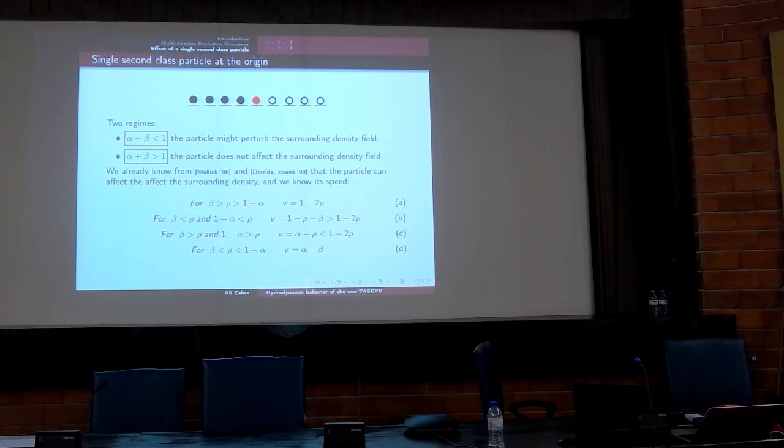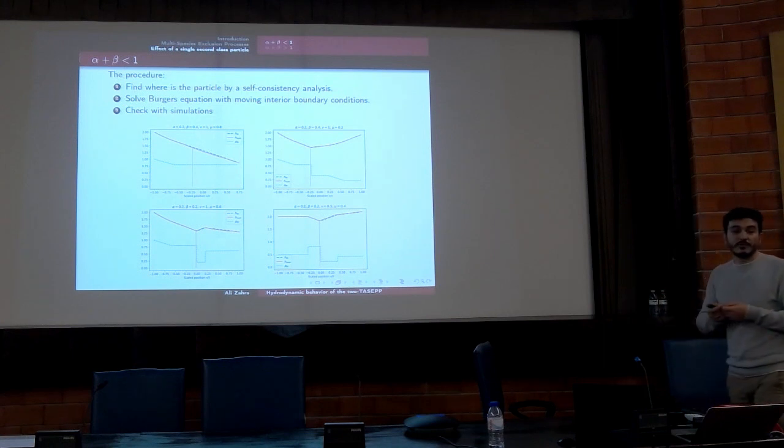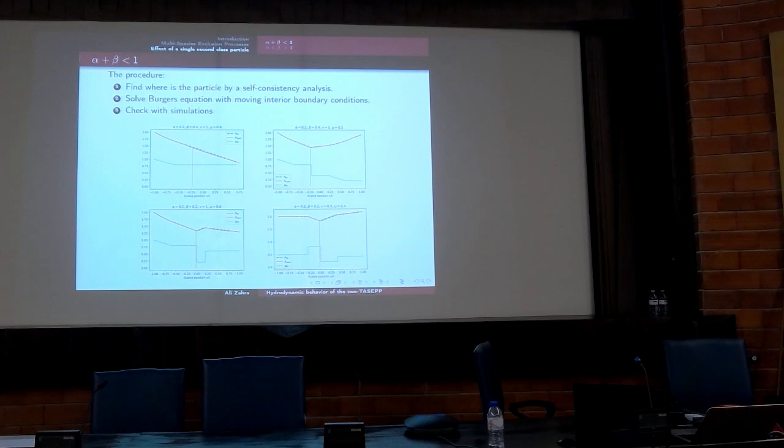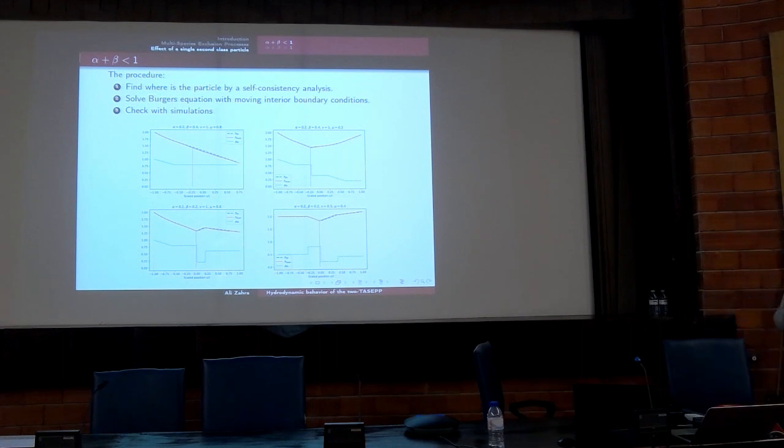Okay, so how to understand both of them? Each situation has a different method. For the first one, you can just solve the Burgers equation with an interior moving boundary condition, because if you have just one defect with, let's say, a uniform distribution, then we know how the defect behaves according to the surrounding density field. This is known by Derrida and Mallick. So now you can just solve it, and you can sometimes find that there is a perturbation, as we just said.